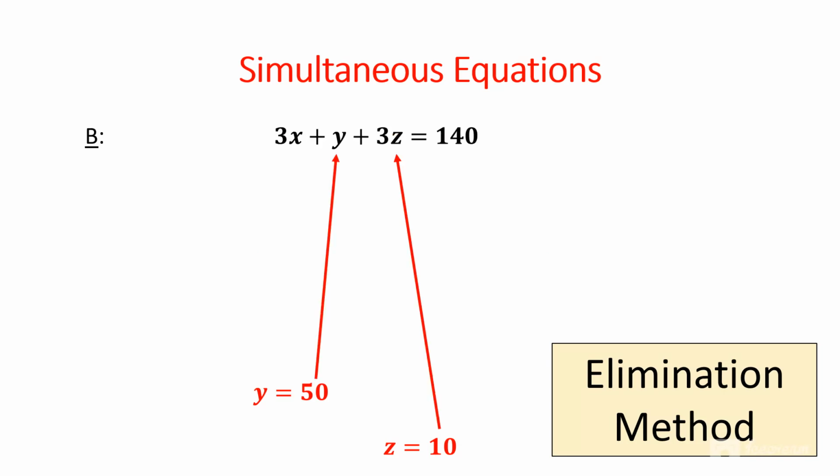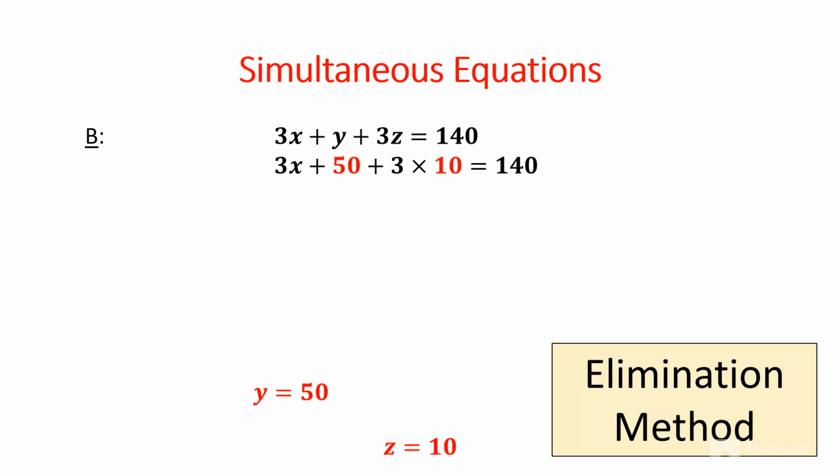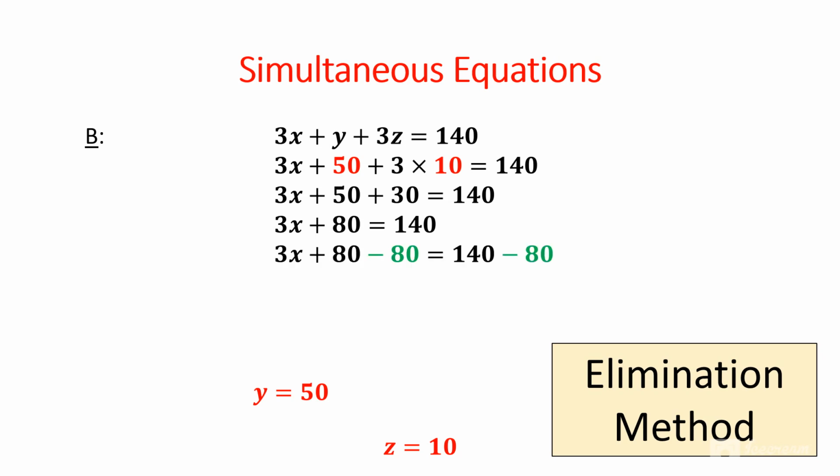So I'm going to substitute y is 50 and z is 10 to get 3x plus 50 plus 3 times z, 3 times 10 equals 140. 3x plus 50 plus 30 is 140. So 3x plus 80 is 140. If I subtract 80 off both sides, I'm left with 3x is equal to 60. And divide everything by 3, x equal to 20. We've finally worked out our three variables, x, y, and z.